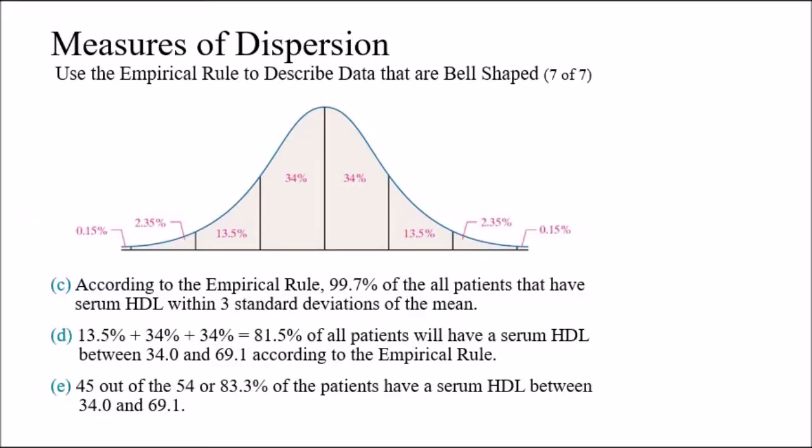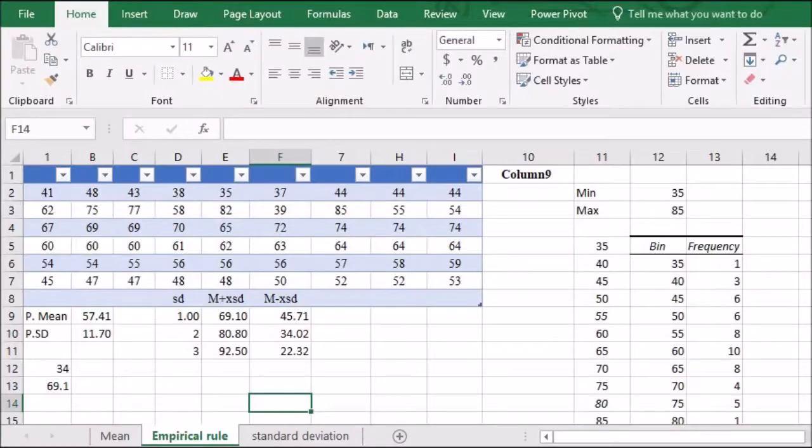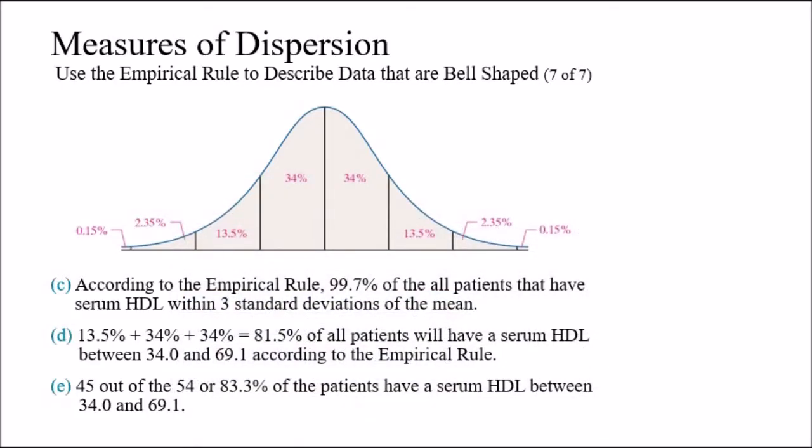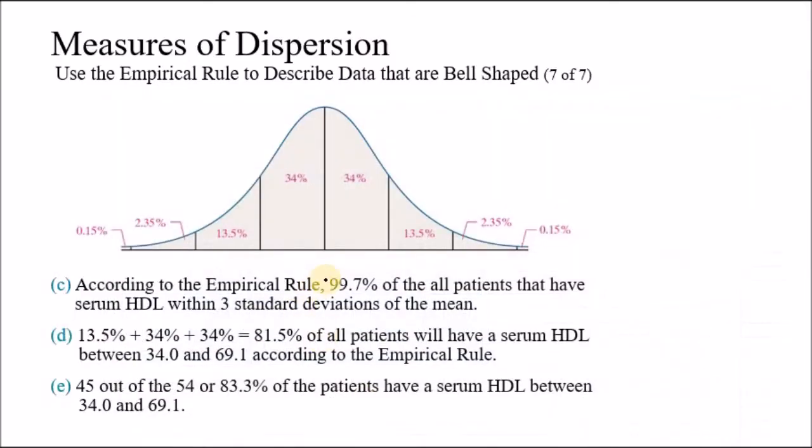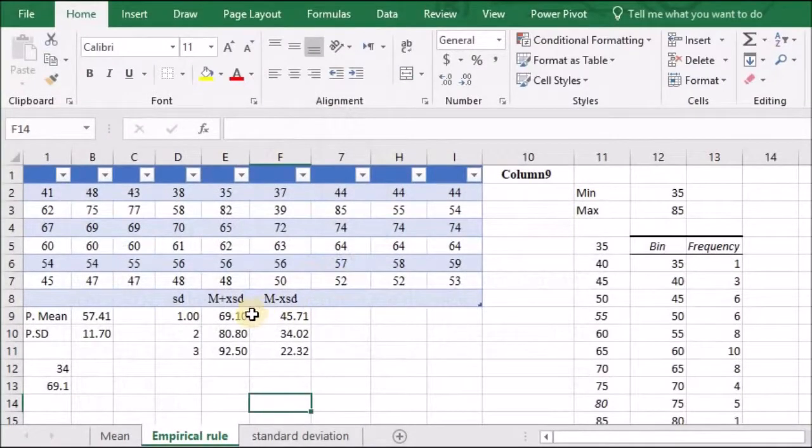Next, I will go to this shape, and now I can put the mean and the mean minus 1 standard deviation and the mean plus 1 standard deviation, and I can refer back here. So my mean is 57.41. So that means the middle number is going to be 57.41. And then plus 1 standard deviation is going to be that amount, so 69.10.